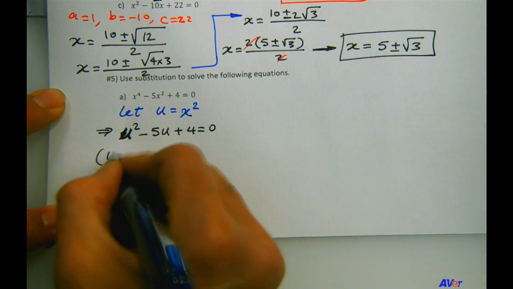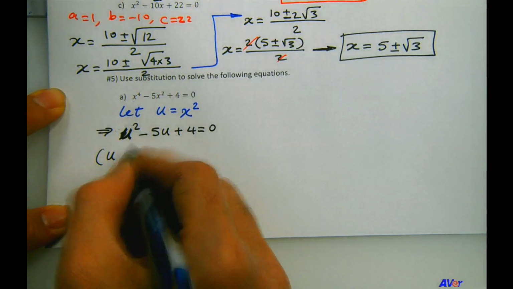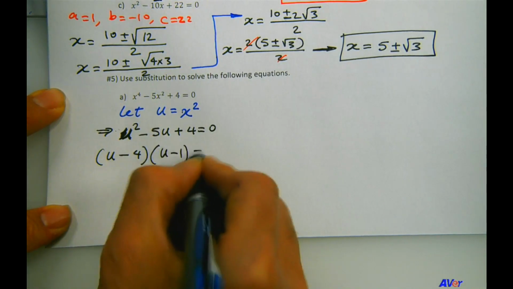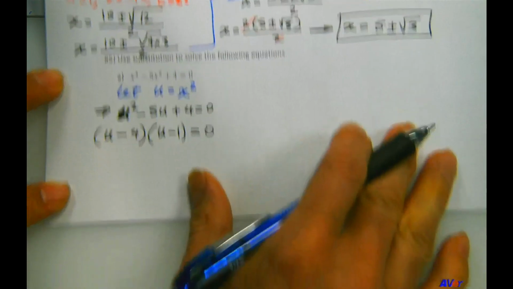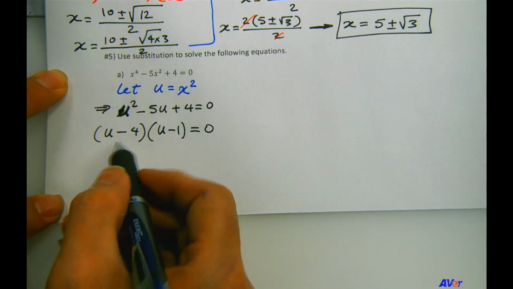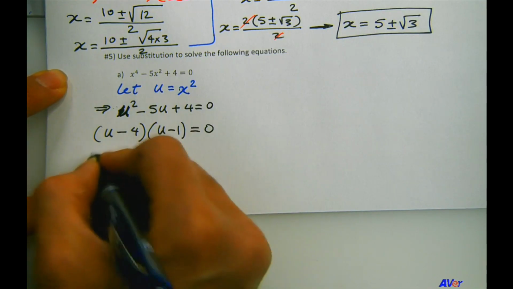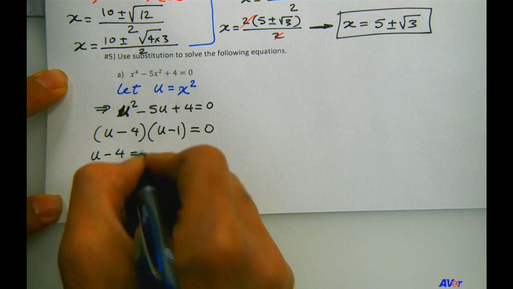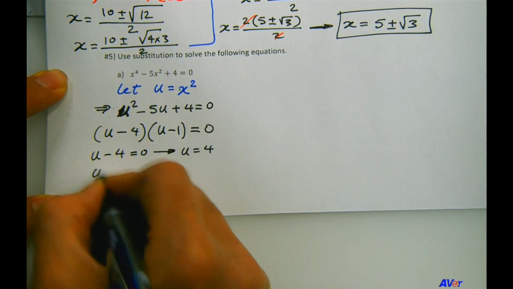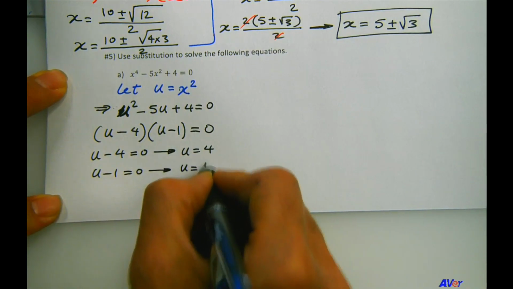So let's factor it. We have u minus 4 times u minus 1 equals 0. Then let's set each factor equal to 0 and solve for u. So u minus 4 equal to 0. That means u equals 4. U minus 1 equal to 0. That means u equals 1.